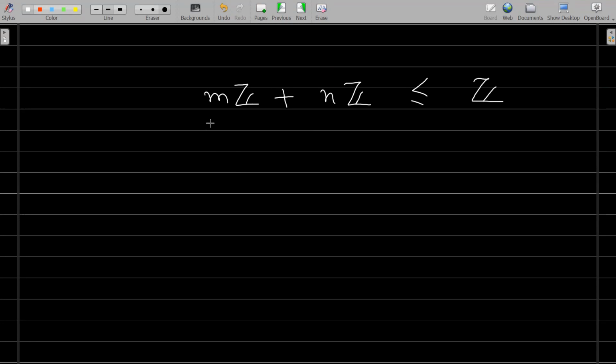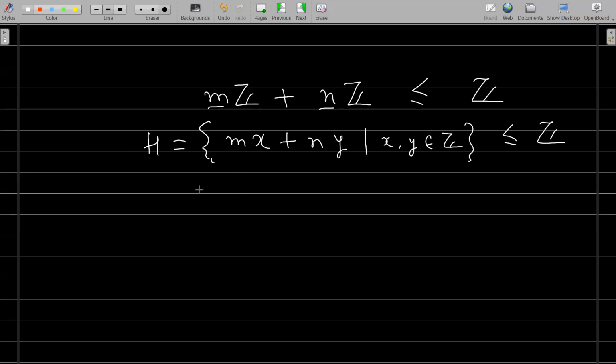So what I mean by that: take all elements of the form M times X and take all elements of the form N times Y. M, N are fixed. X, Y vary, and belong to Z. So I want to claim that this is again a subgroup of Z. I'll call this H. Now, do you agree, first of all, 0 belongs to H? Because if I take X and Y as 0, 0 belongs to H. So H is non-empty.